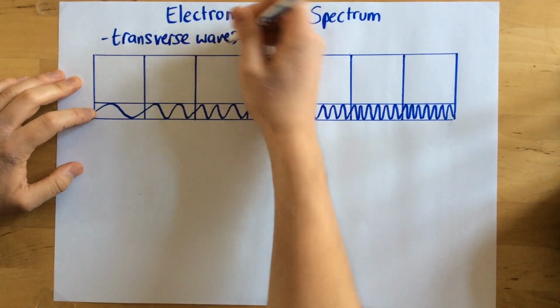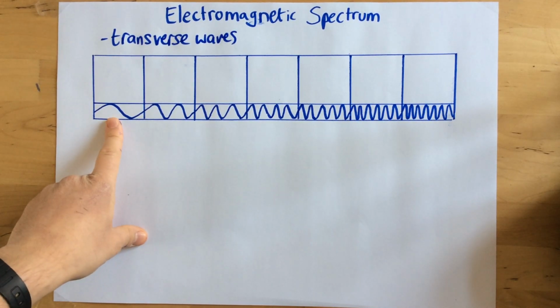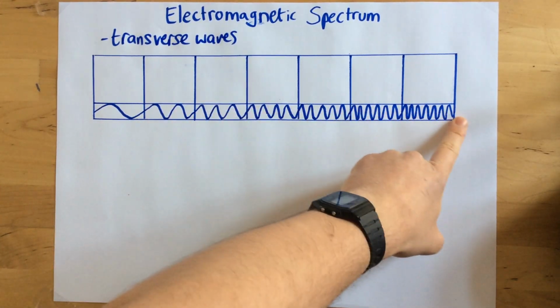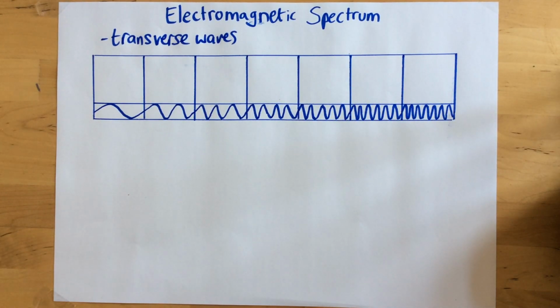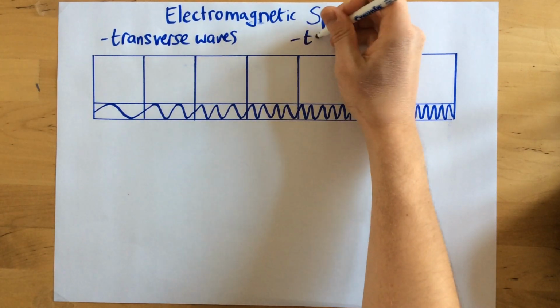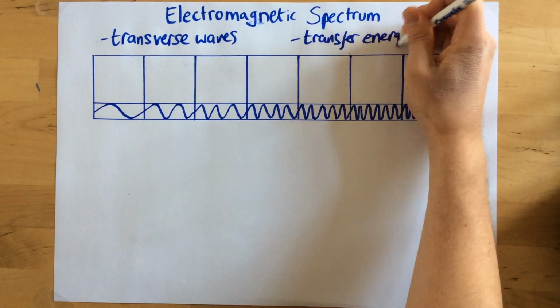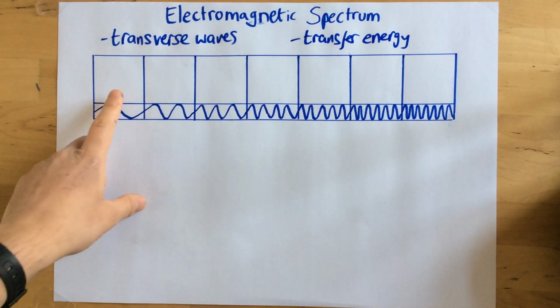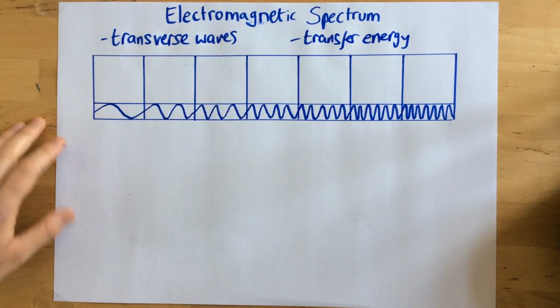Now, it's split into 7 different parts. As you can see, I've done a kind of diagram of the waves and how they change as we go from one side to the other side. Now, all of these waves, all of them transfer energy. Now, we need to know the names and the order of these different waves, these different parts.